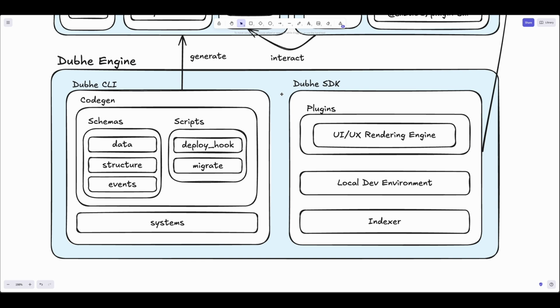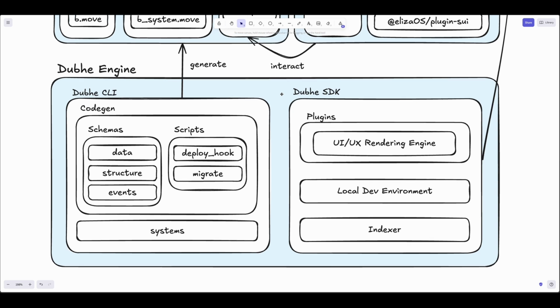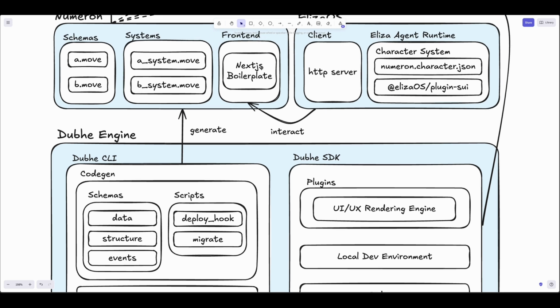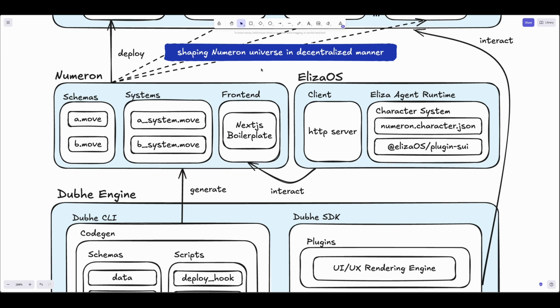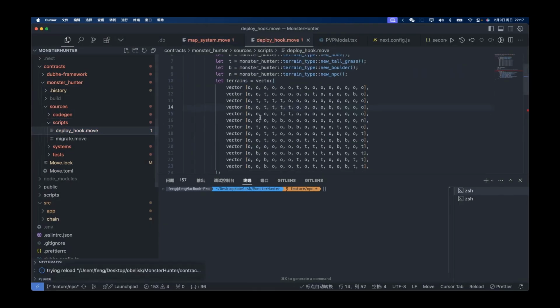You can use it to start the local development environment, including the local node and deployment process, and also use it to interact with the front-end template. In this case, it's Next.js to interact with your dApp through the browser. And in Numeron, the front-end will directly interact with the HTTP server of the ElizaOS client to get the support of the AI agent. Okay, let's go back to the code.